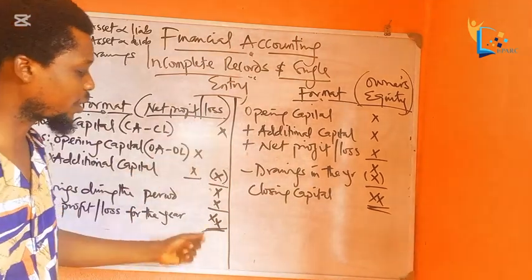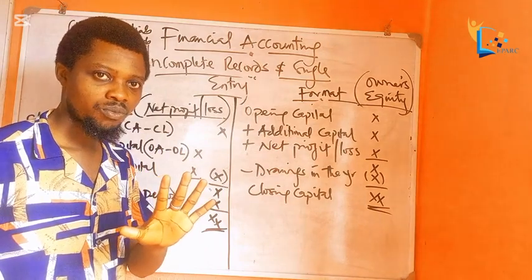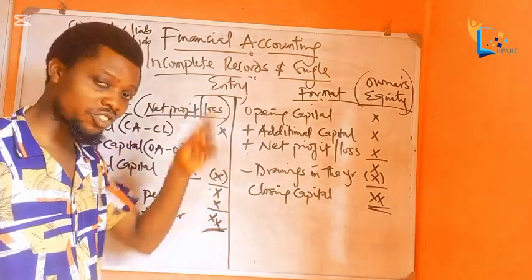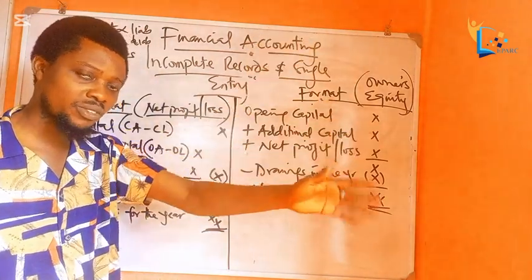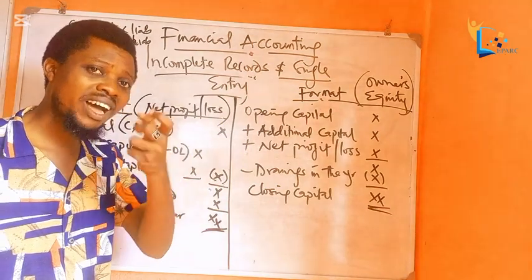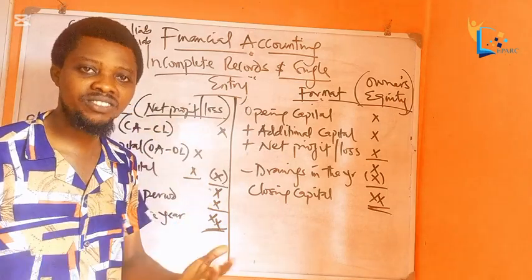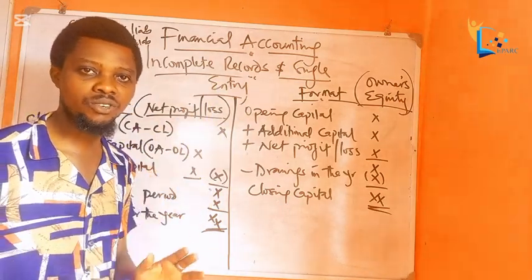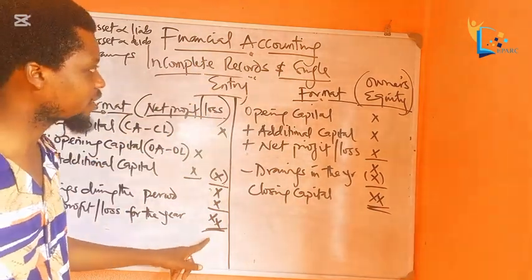So this is the way we get our net profit or net loss when dealing with incomplete records. If you check, it's not the same as the conventional method, where you have your trading profit and loss account, with your purchases, your sales and all that, because records are not complete. We don't have every detail of business transactions, so we can't follow that traditional method. So this is the method for incomplete records that will help us get our net profit.